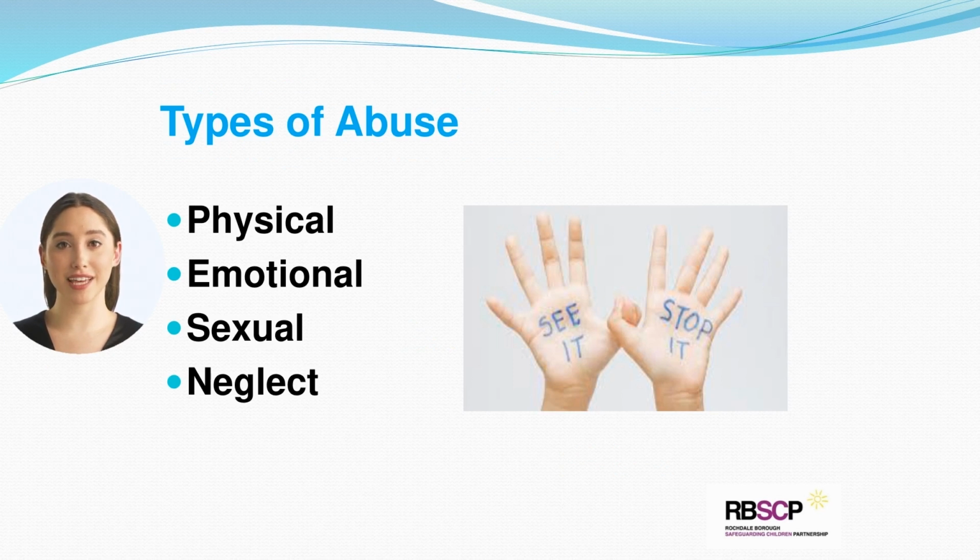Working together defines 4 types of abuse. These are physical abuse, emotional abuse, sexual abuse, and neglect. Let's take a look at each of these in turn.